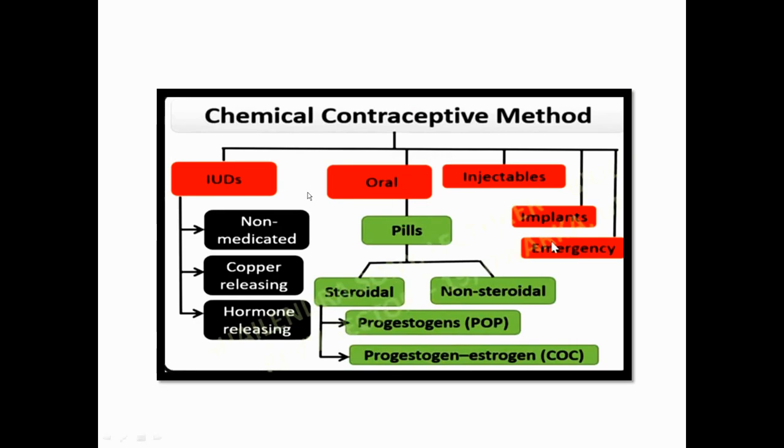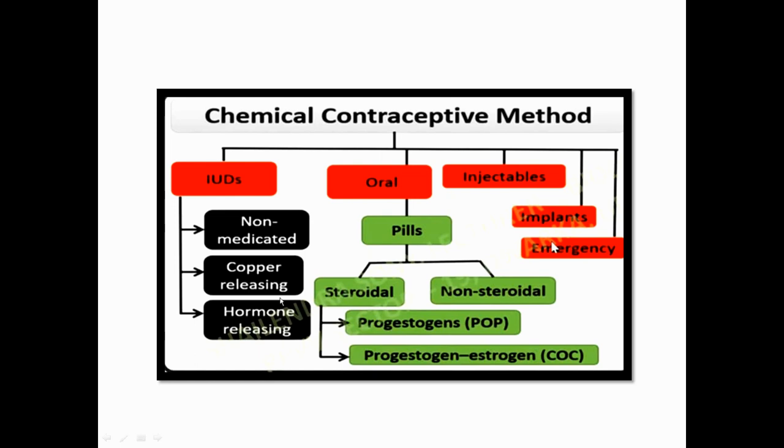Next is chemical contraceptive. We have already discussed the layout of the chemical contraceptives. These are basically of five types: IUDs, oral, injectables, implants, and emergency. In some books, oral and emergency pills have been combined together, but these are the separate categories I have demarcated over here. So you should have a clear-cut understanding of the basics. There are basic five categories.